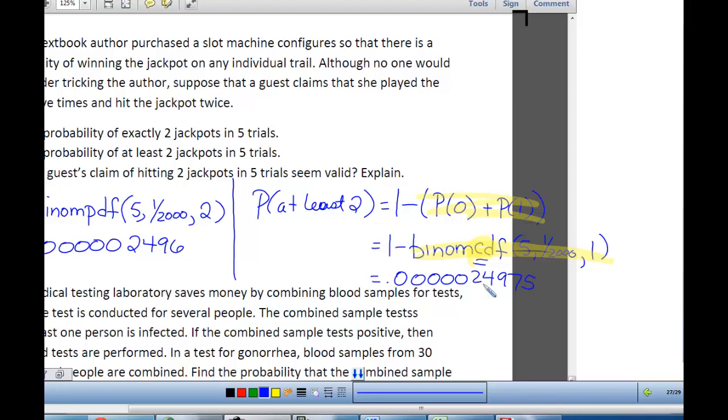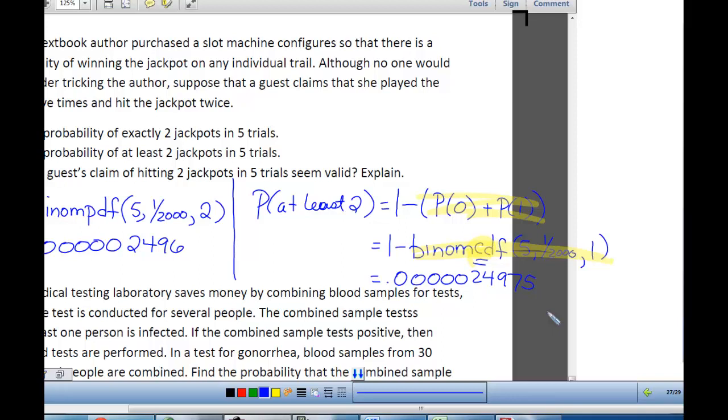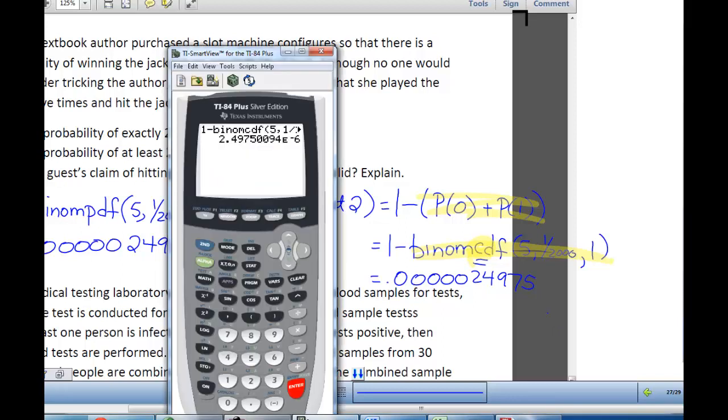Okay. So, does the guest claim of hitting 2 jackpots in 5 trials seem valid? What would you say? No, doesn't really seem valid. Okay. Interesting. Okay, questions on this? All right, very good. We subtracted that from 1 already? Yes, okay. And I did CDF. Okay, all right.